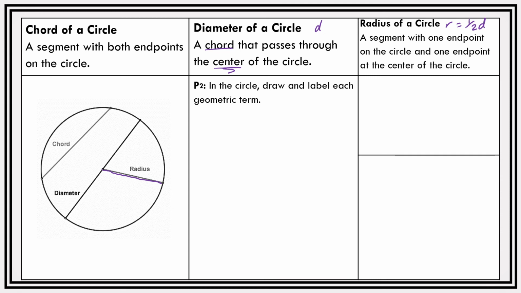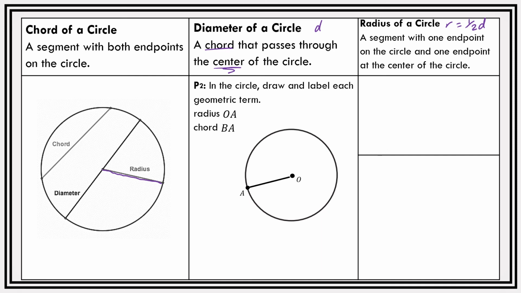In the circle, draw and label each geometric term. Okay, so I have this circle here. I'm going to draw radius OA. Okay, radius OA. So I drew a radius. We're going to label this O and this A.